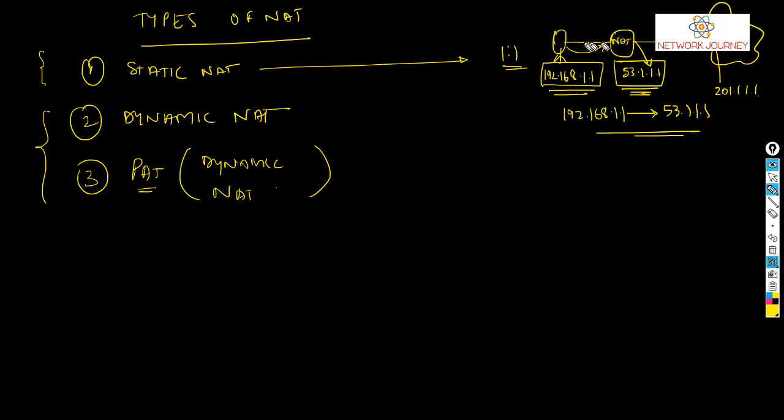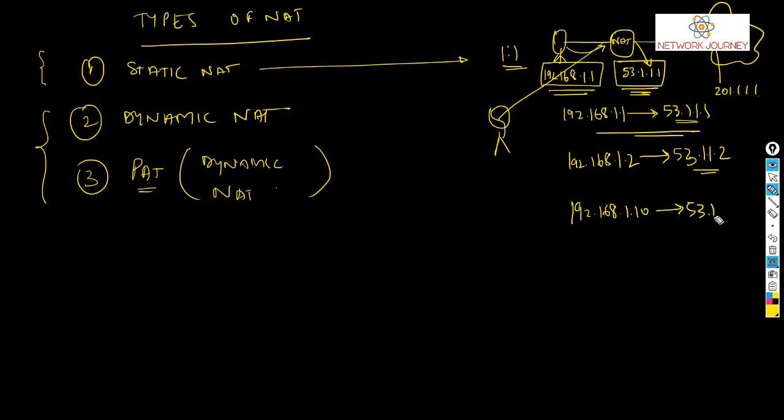Now let's say you have one more user, user number two, and his IP is this. What happens in static is you cannot make use of the same IP. You must give another public IP, and the same thing goes on. So let's say you have 192.168.1.100, and the public IP will also gradually increase. Now practically this is not advisable. Static is not advisable, because there could be 100 different users and you might need 100 different public IPs because of the one-to-one binding.